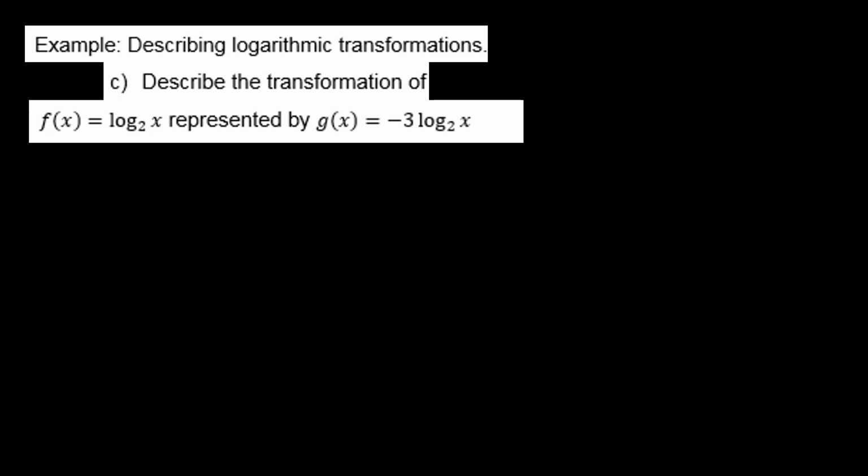Okay, next example. Describe the transformation of f of x equals log base 2 of x, represented by g of x equals negative 3 times log base 2 of x. So again, that base 2 is the same on both, so it is not a transformation. So the only differences are the negative and the 3. So negative we know is reflect over, and so negative on the outside is vertical. So vertical, when you flip your pencil vertically, that is going over the x-axis.